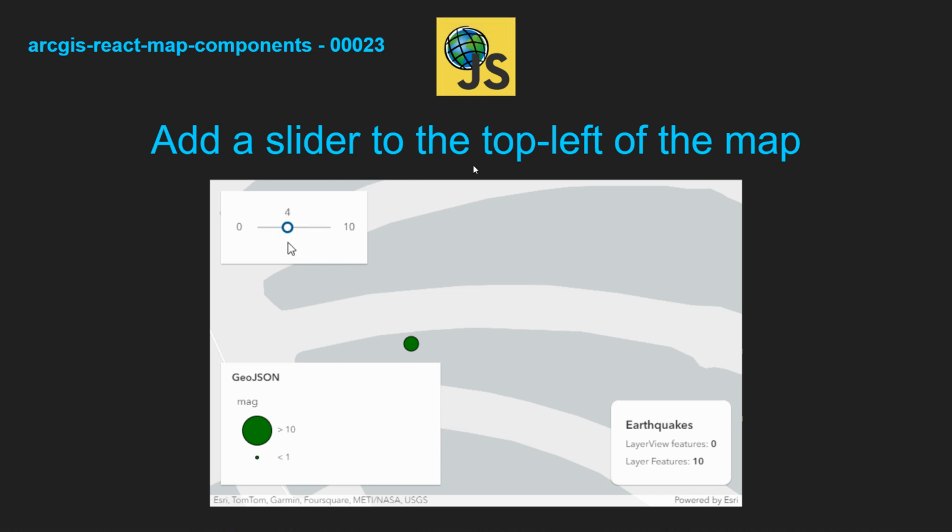Add a slider to the top left of the map. As you can see here in this picture, we have a slider added to our map. Let's check out the starting point from branch 23 in repository ArcGIS React Map Components.